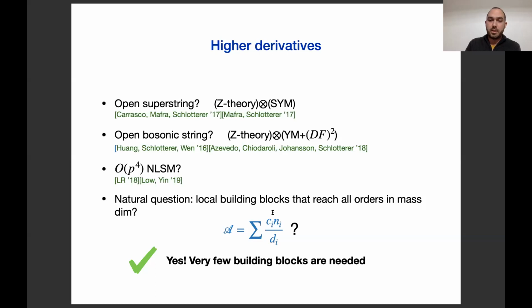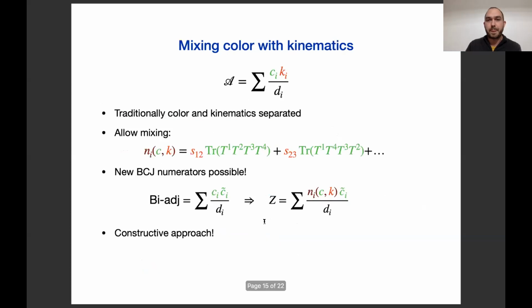And it turns out that the answer is yes, and just very few building blocks are needed. But your usual building blocks are not good. You have to get some new sort of structures in here. And this is where mixing color with kinematics comes in. So traditionally, the color and the kinematics have been separated. This was always color and this was always kinematics, or some combination of the two.